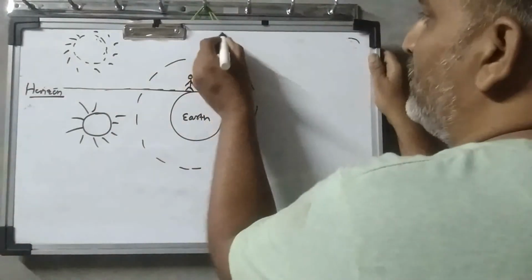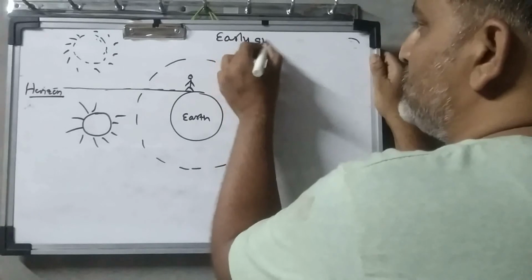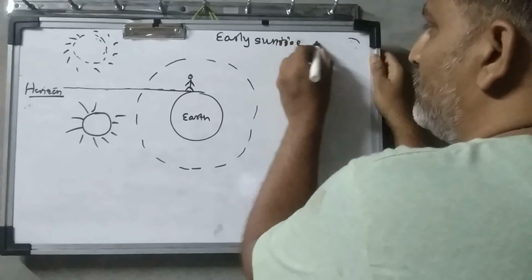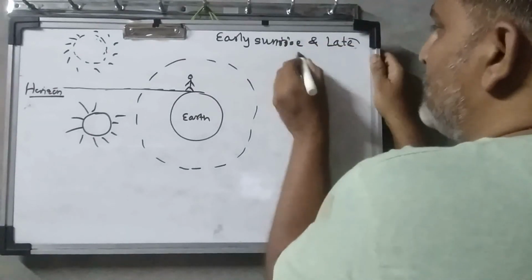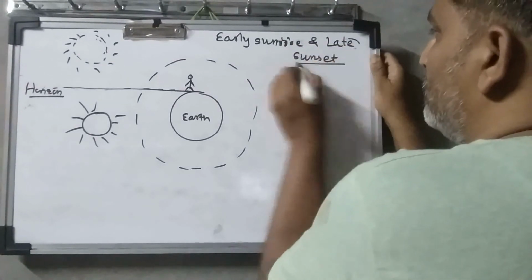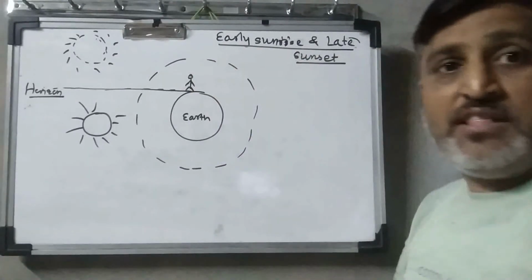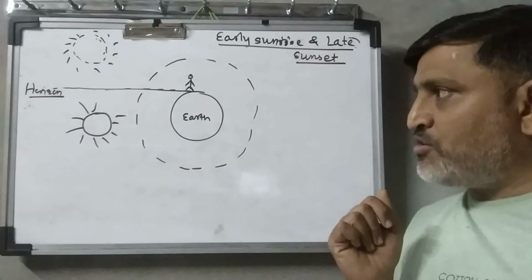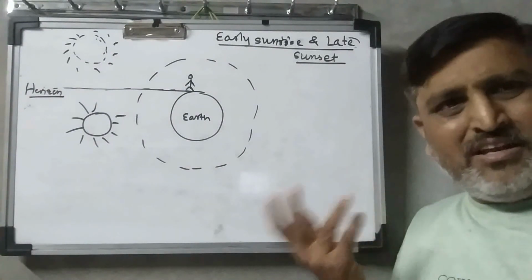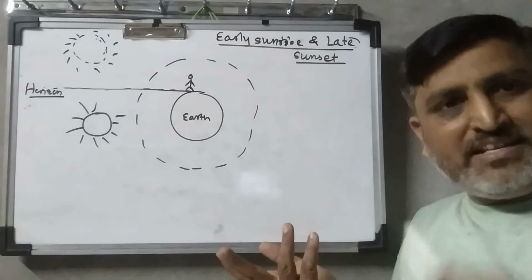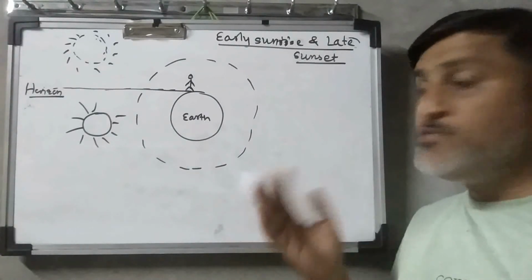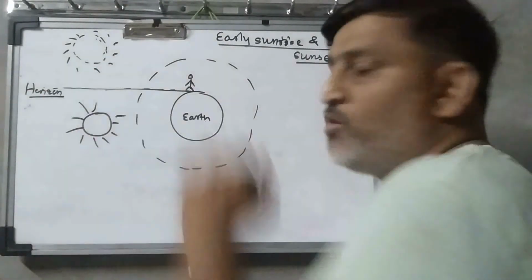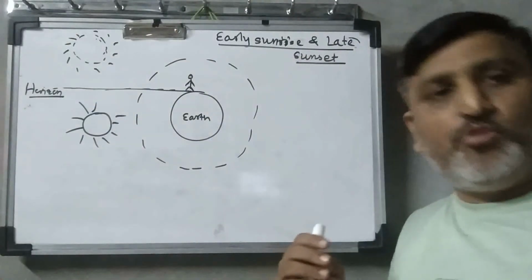What is it? Early sunrise and late sunset. In the morning, or in the evening when the sun sets, actually at that time it is below the horizon. This is our horizon and the sun is below it. How can we see it above the horizon?